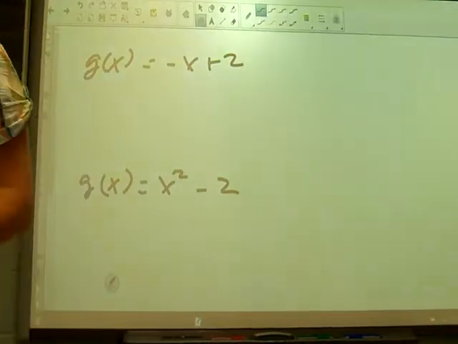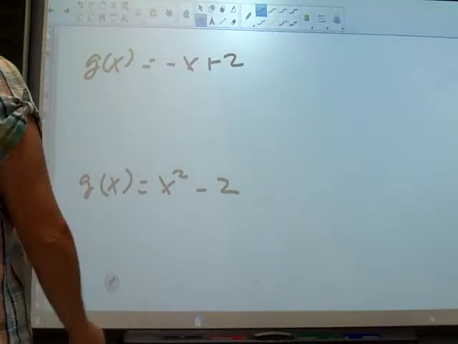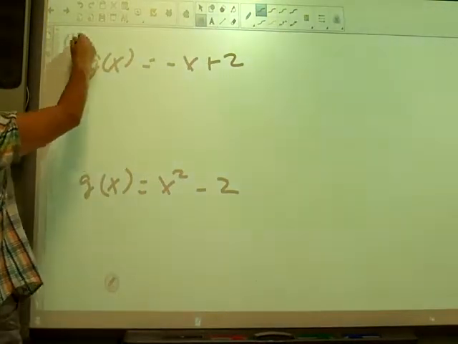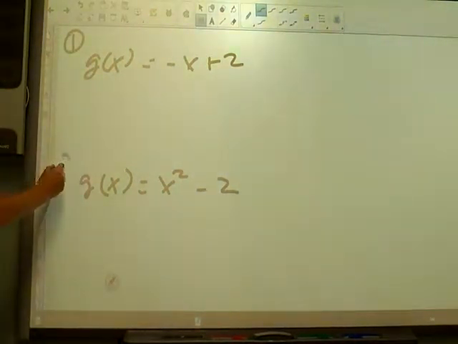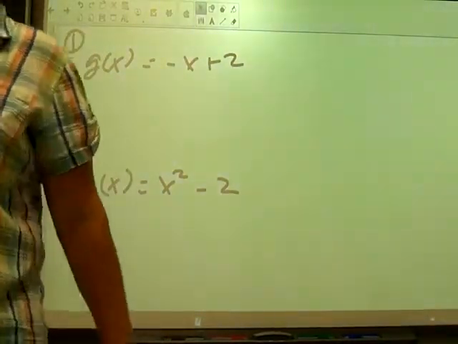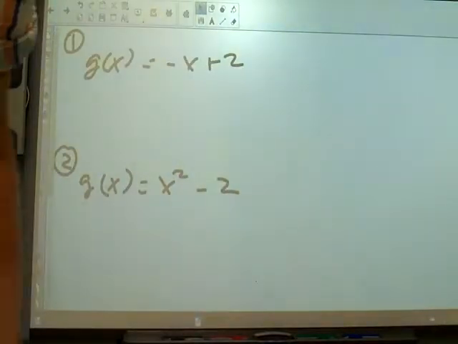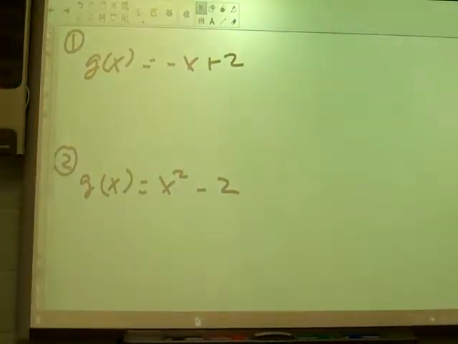Alright, so I've got 2 g of x functions for you there. Number 1 says g of x equals negative x plus 2. And number 2 says g of x equals x squared minus 2. Okay, my directions for you are, first thing you got to do is tell me the family that it belongs to. So your choice for that would be constant, linear, absolute value, or quadratic. What family they belong to.